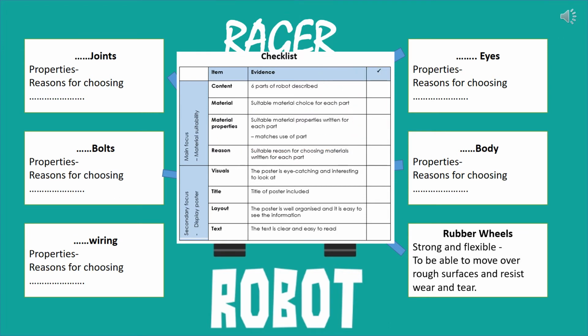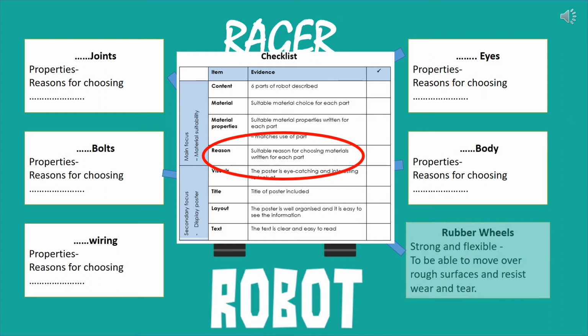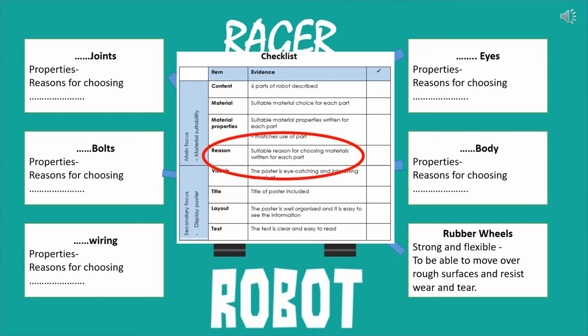The last part of my main focus in the checklist is the reason why. I need to ensure that I've always given a reason for choosing this material. So the evidence says, suitable reasons for choosing materials written for each part. For example, for the rubber wheels, I said I chose rubber to be able to move over rough surfaces and resist wear and tear. This is why I chose a strong and flexible rubber. We go through the 6 and then of course check when you've done all 6.